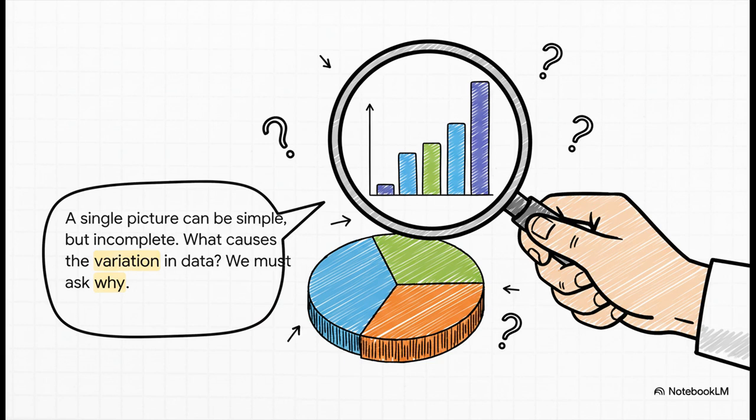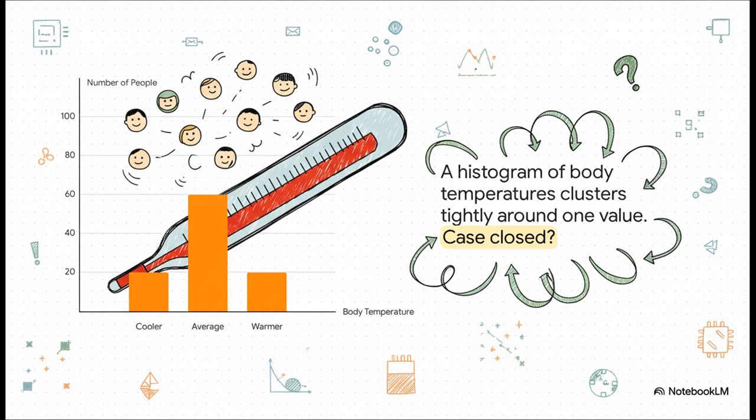So the next skill you've got to learn is to ask the most important question in data science, which is simply, why? Why does the data look like this? Because a lot of the time, the real truth is hiding just one layer deeper. For example, we've all been told that the normal human body temperature is 98.4 degrees Fahrenheit, right? And if we chart out the temperatures from a big group of people, this chart seems to back that up. All the data is clumped right around that one value. Looks like an open and shut case.